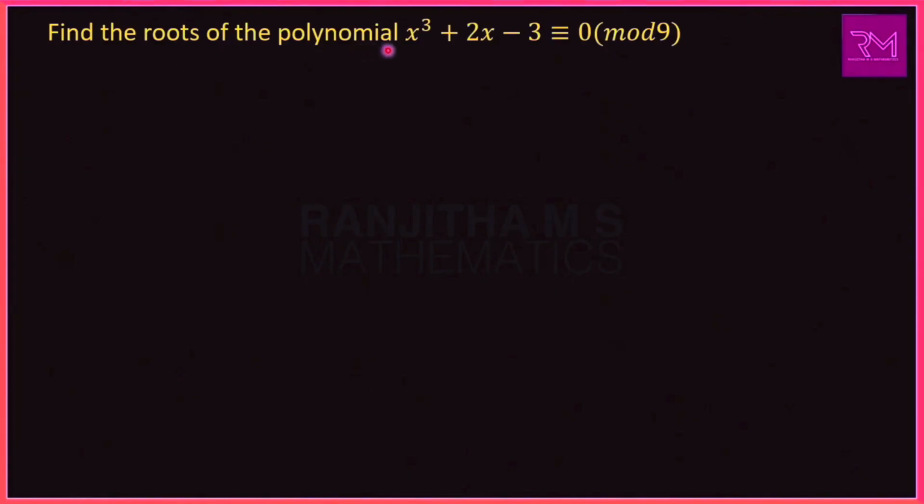Find the roots of the polynomial x cube plus 2x minus 3 congruent to 0 mod 9. Here the given polynomial is our f of x, that is f of x is equal to x cube plus 2x minus 3, which is congruent to 0 mod 9. So we have to find x value.